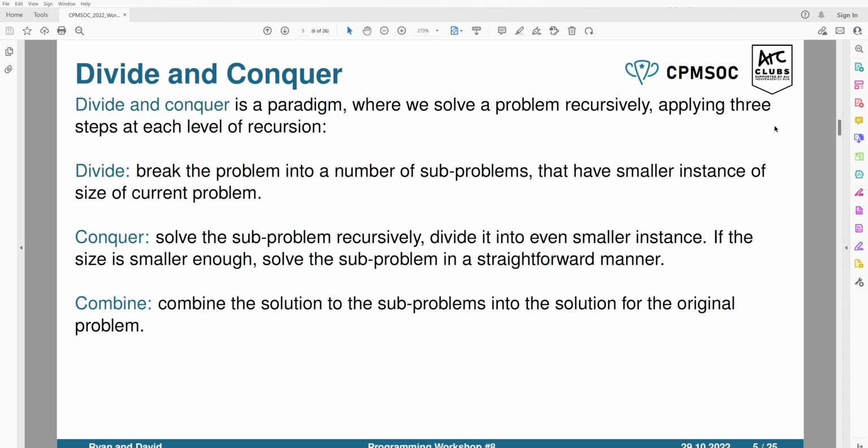And now let me introduce the divide and conquer, the real definition of divide and conquer. Divide and conquer is a paradigm where we solve the problem recursively and apply the following steps at each level of recursion. We divide the problem into a number of subproblems, which are smaller instances of the current problem.